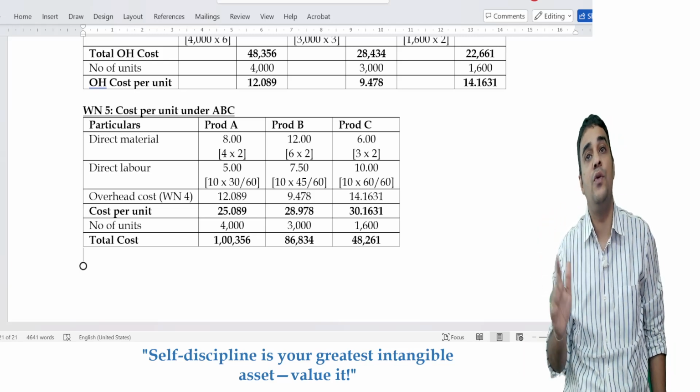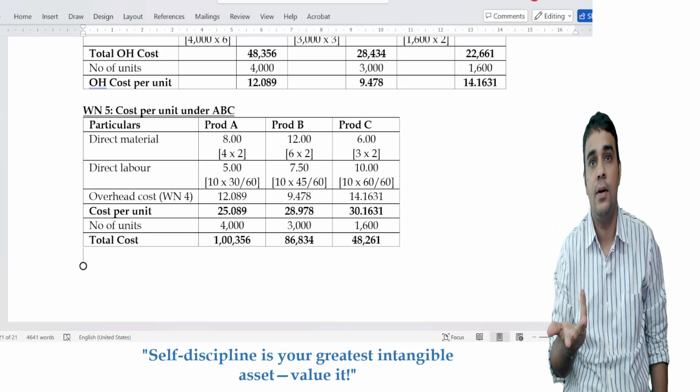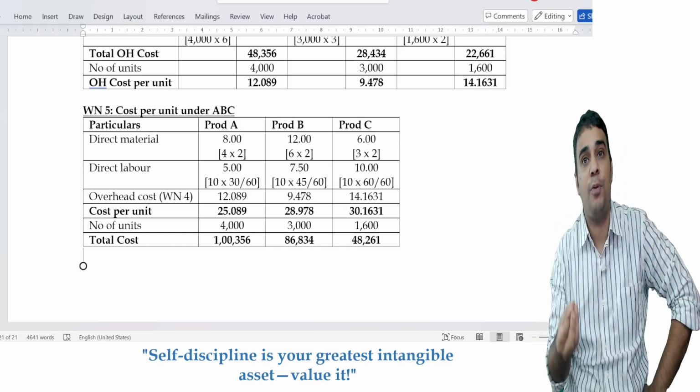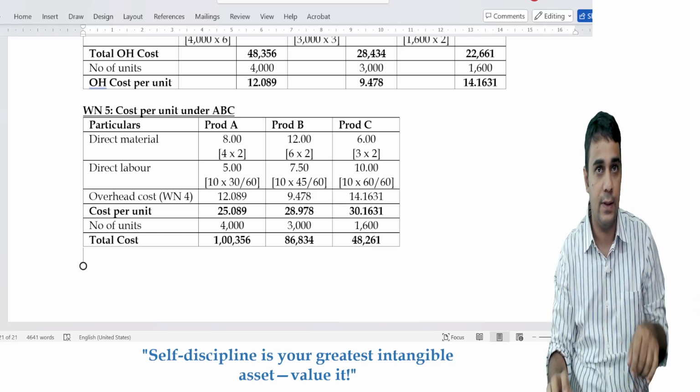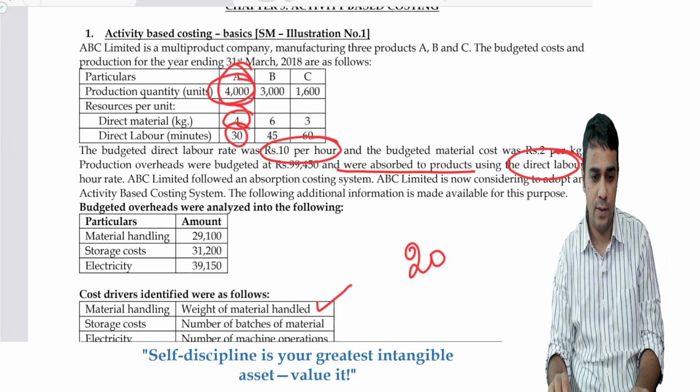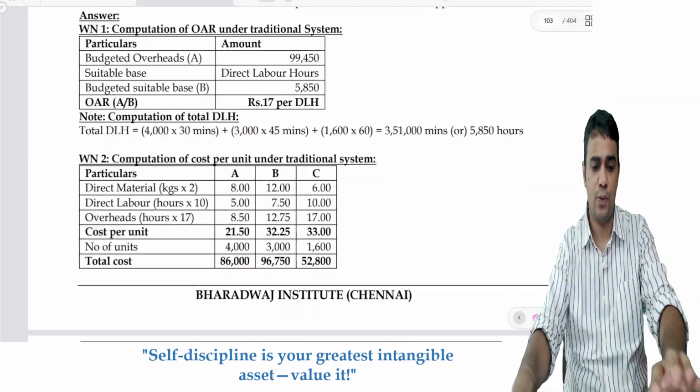Overcosting means you will not be able to sell the product. Undercosting means you'll be able to sell the product but profits will not be there. ABC is a more accurate method of costing. Any doubts till this? Clear? Can we proceed? Question 1 is done.